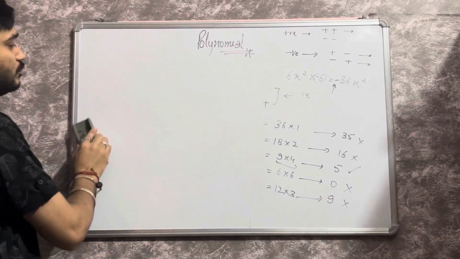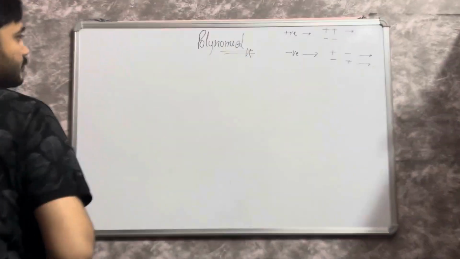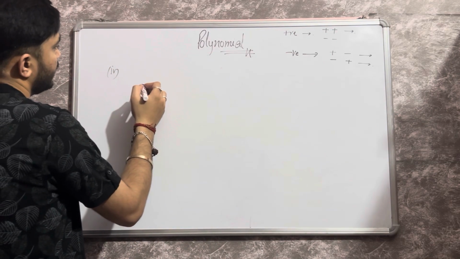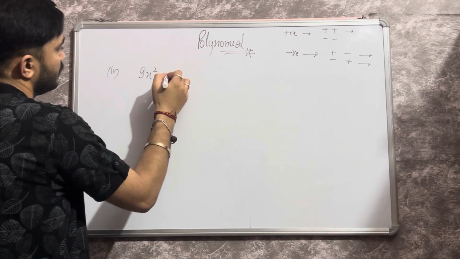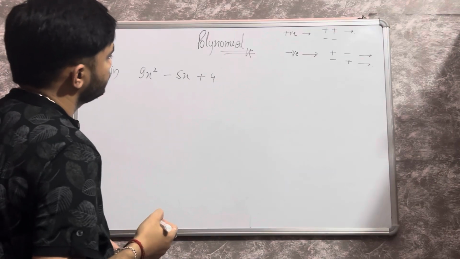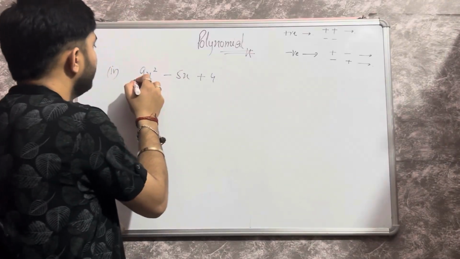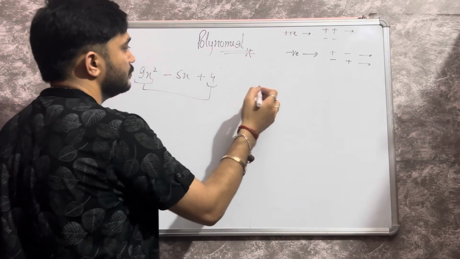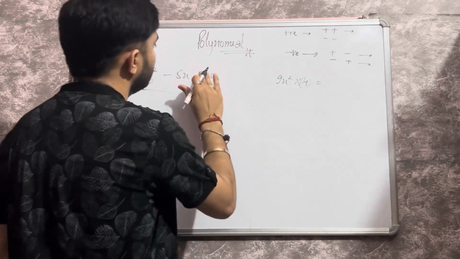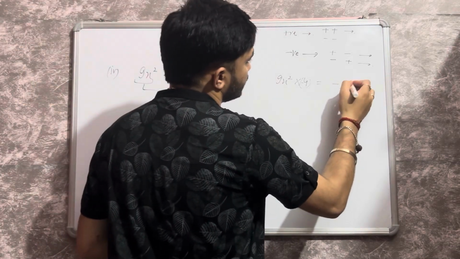Now let us move to the fourth variation of middle term split. That is this one, minus and plus. The fourth variation is, let us take a question that is 9x square minus 5x plus 4. Yes, let us take this. Now look here, we are going to multiply the first term with the last term, then it will be 9x square multiplied by 4 and you will get minus 4. It is minus 4 here, and you will get minus 36x square.